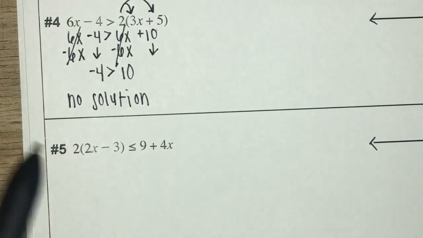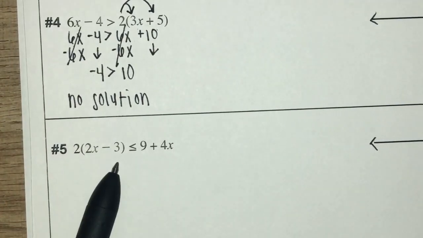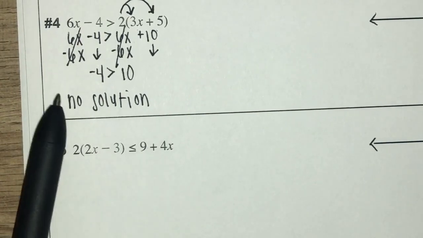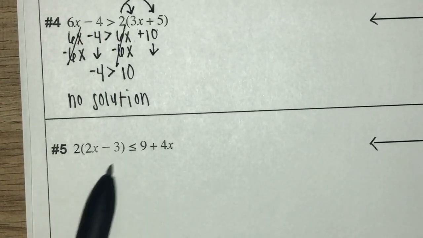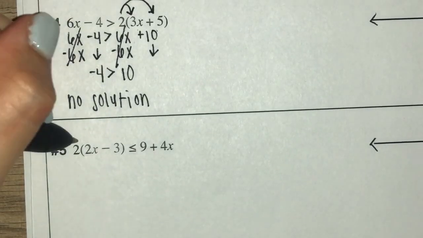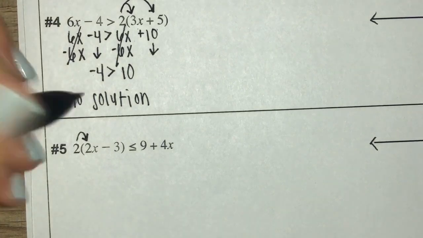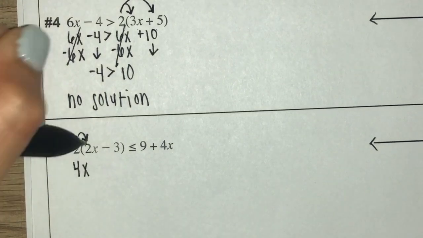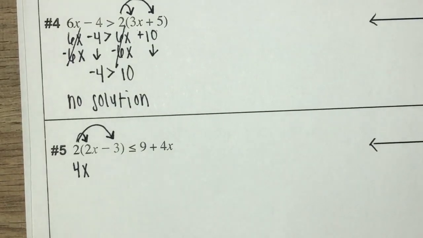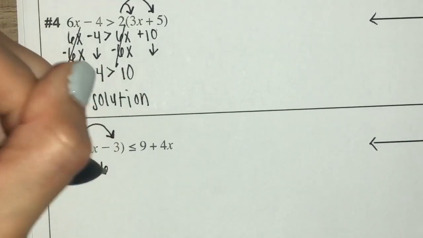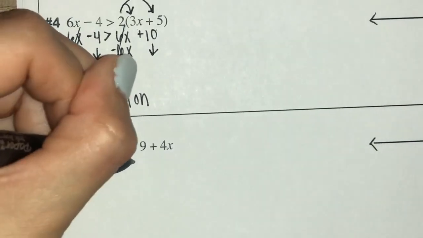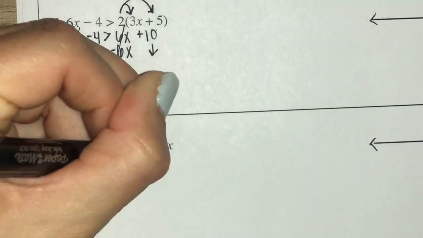And then number 5, 2 times 2x minus 3 is less than or equal to 9 plus 4x. So 5 is similar to 4 in that we need to distribute on the left side first before we can try to move all of our variables to one side. So I'll distribute the 2. So 2 times 2x is 4x. And then 2 times negative 3 is going to be negative 6. Bring down my inequality symbol as less than or equal to, and then I can bring down that 9 plus 4x.